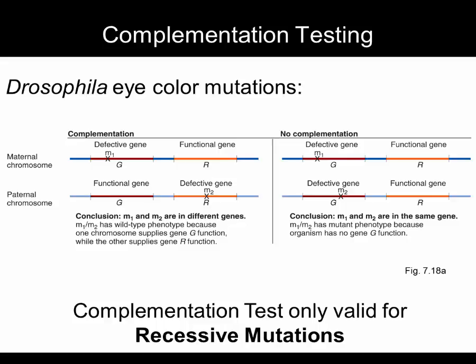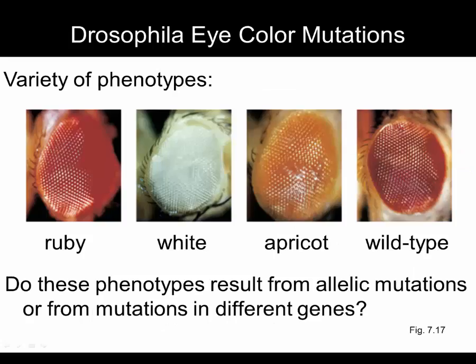But if both M1 and M2 are in gene G, the offspring will be mutants because neither parent will contribute a functional G gene. M1 and M2 don't necessarily need to be in the same place within the gene, since multiple mutations can disrupt the same gene. Again, this only works for recessive mutations, because the offspring would still be mutants with one dominant mutant allele and one recessive wild-type one. This is not just a hypothetical scenario.